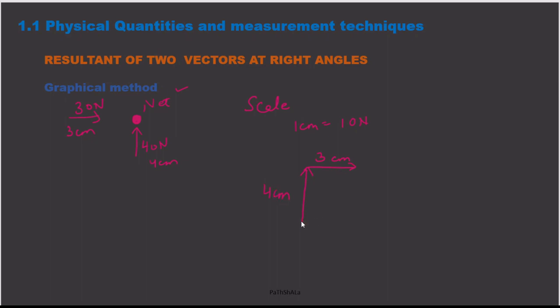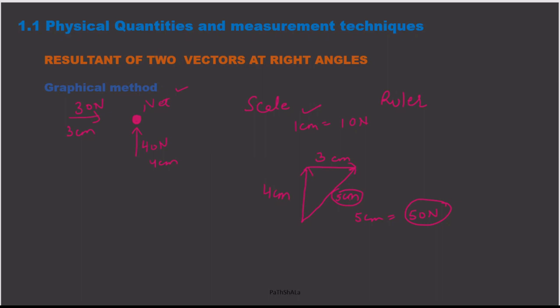And now what is the resultant? Resultant is this. So how will you find this? You will simply take a scale and measure this length. Let's say this comes out to be 5 centimeter, for example. Now convert it. 1 centimeter is 10 Newton, so 5 centimeter is 50 Newton, right? So the resultant is 50 Newton. So you have to use your ruler for the graphical method. Use a ruler.